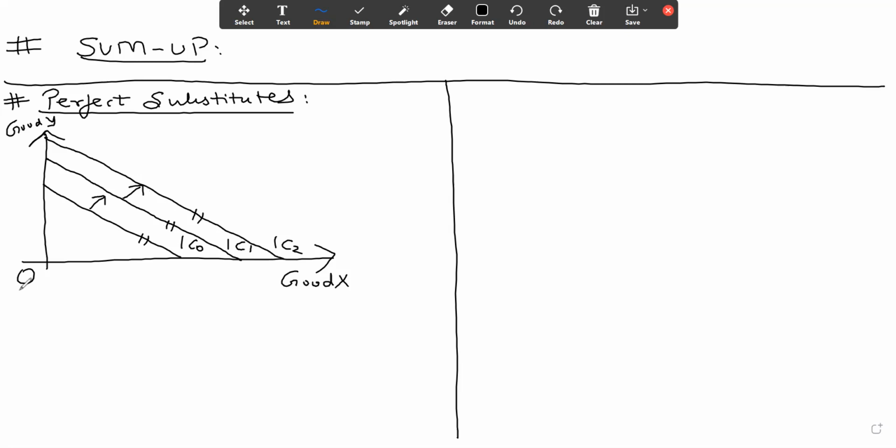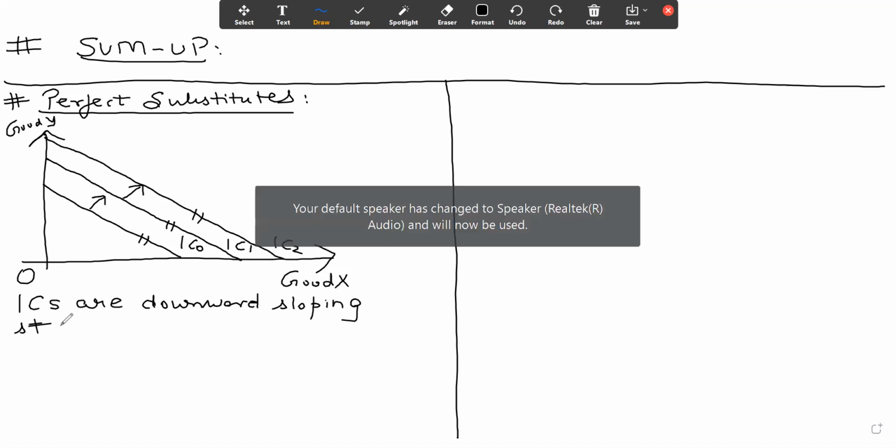And I can say that ICs are downward sloping straight lines.